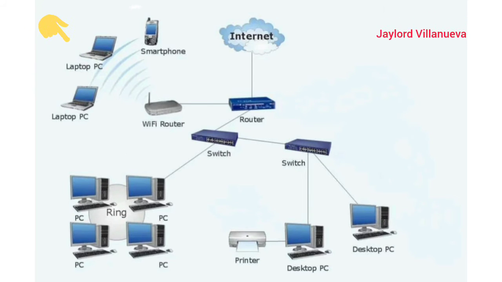Good day, sir. This is Jailer Villanueva, a member of a 5-member group that will present why the network structure has Wi-Fi connectivity in it. Simply because when the Wi-Fi router is connected to the router, the signal will spread throughout. Our mobile phones, laptops, and others can connect to the internet through the router.